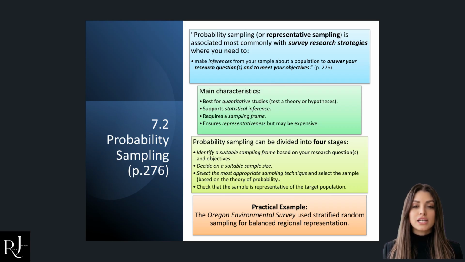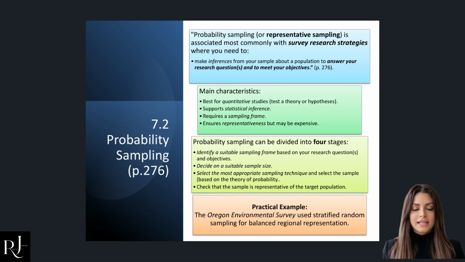For example, if you are conducting a national survey using probability sampling, you may need to travel to different locations to reach the selected sample, which incurs costs and takes time. The process involves 4 stages.